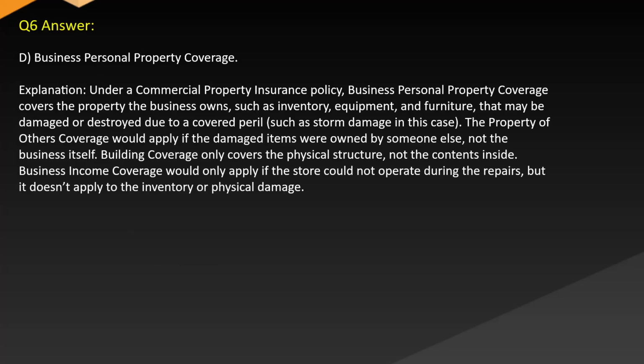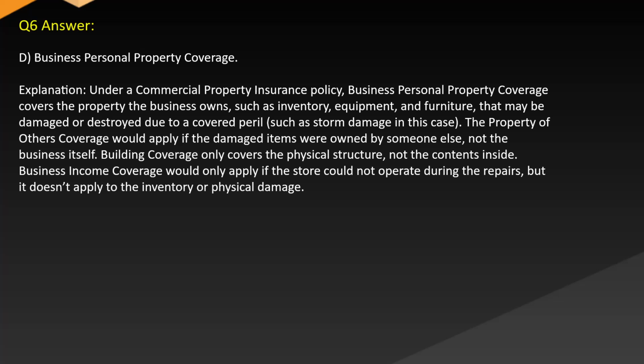Correct answer: D. Business personal property coverage. Explanation: Under a commercial property insurance policy, business personal property coverage covers the property the business owns, such as inventory, equipment, and furniture, that may be damaged or destroyed due to a covered peril, such as storm damage.